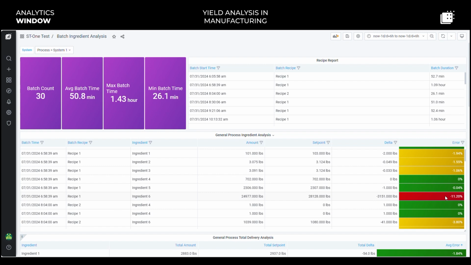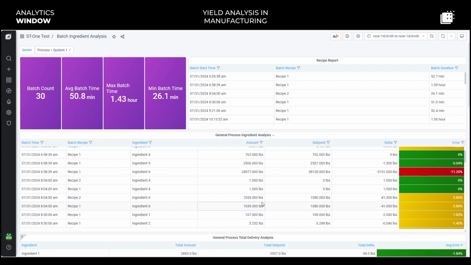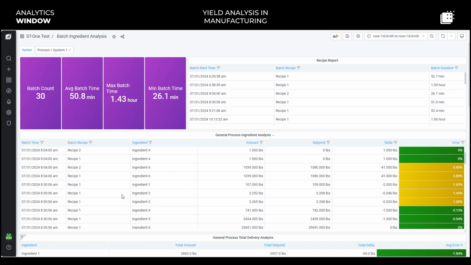As the operator sees this dashboard in real time, he is able to investigate and make the proper adjustment. For this next batch, you can see that this error has already been reduced, and in the next one, the ingredient 6 is already in an acceptable deviation.